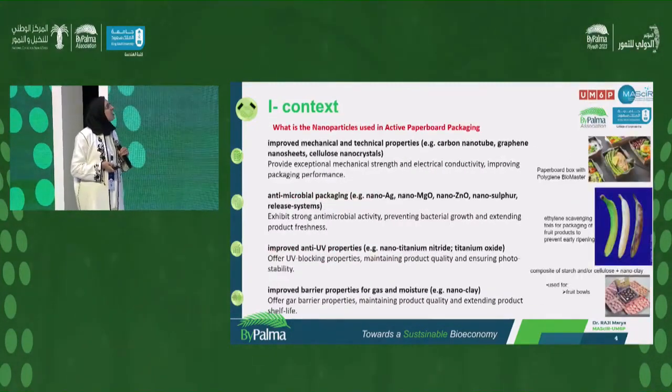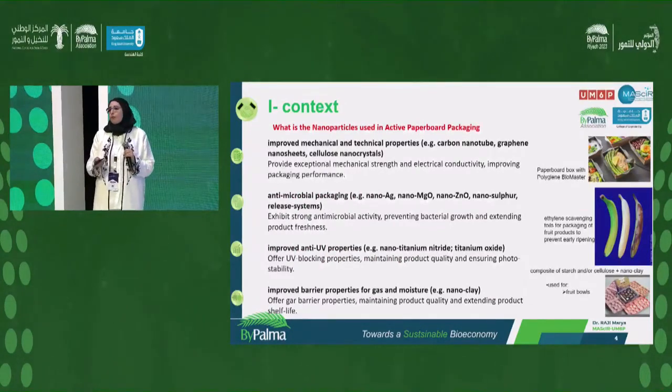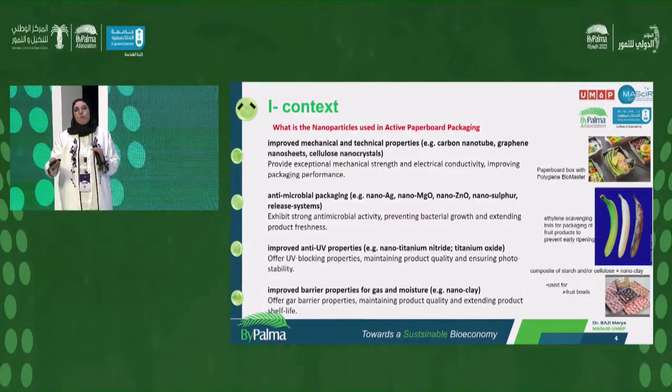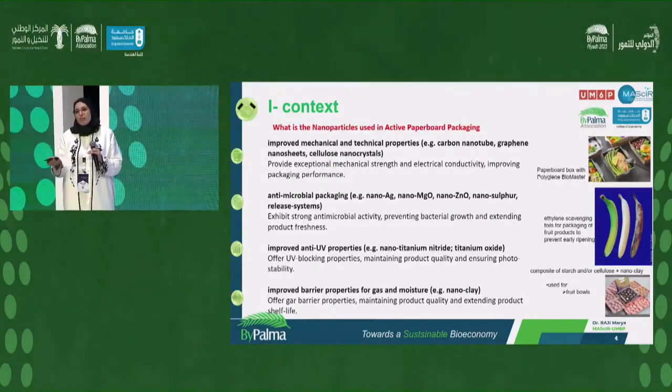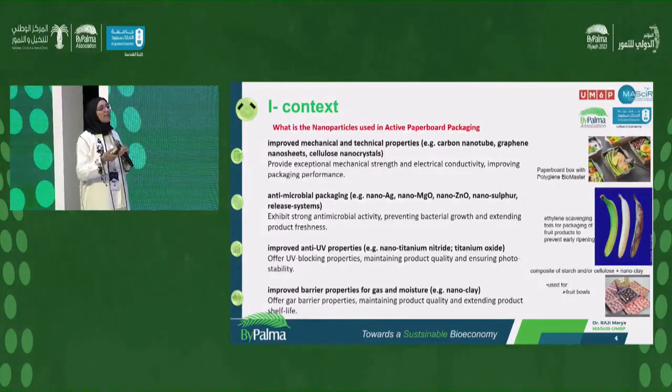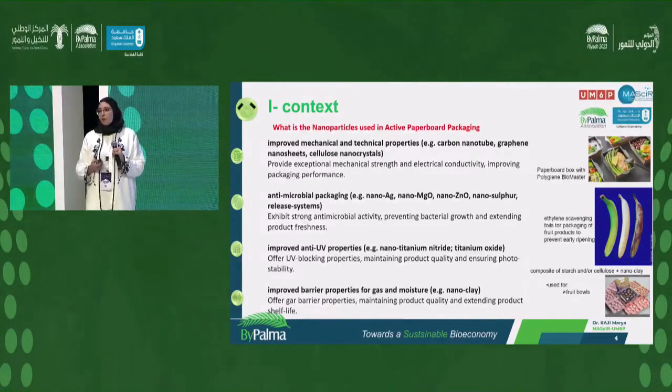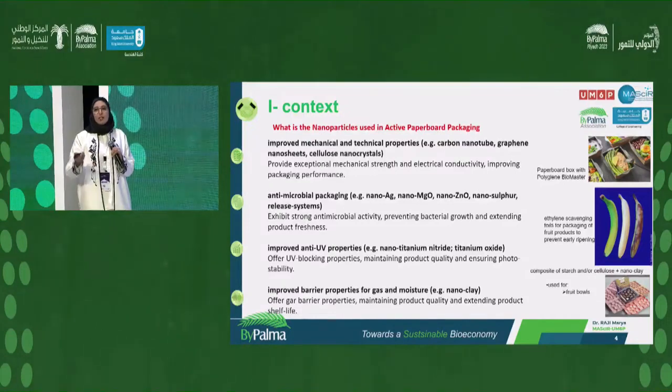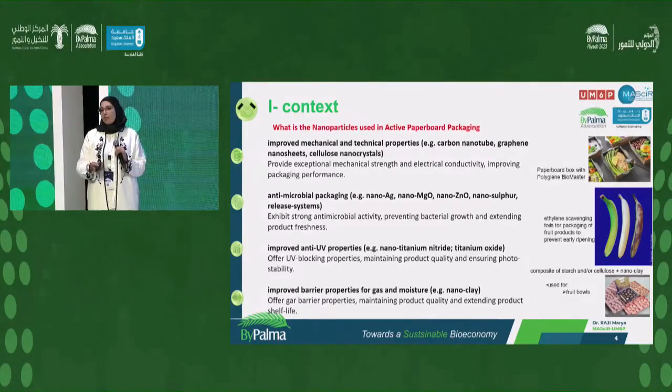By using nanotechnology, we can make a mixing or combination of materials in order to enhance mechanical properties, thermal properties, etc. If we have nanoparticles like nano clay, nano cellulose, graphene nanosheet, etc., we can boost the mechanical properties, and also get high barrier and good protection in our active paperboard, and we can preserve the food inside the packaging and enhance the shelf life of our product.